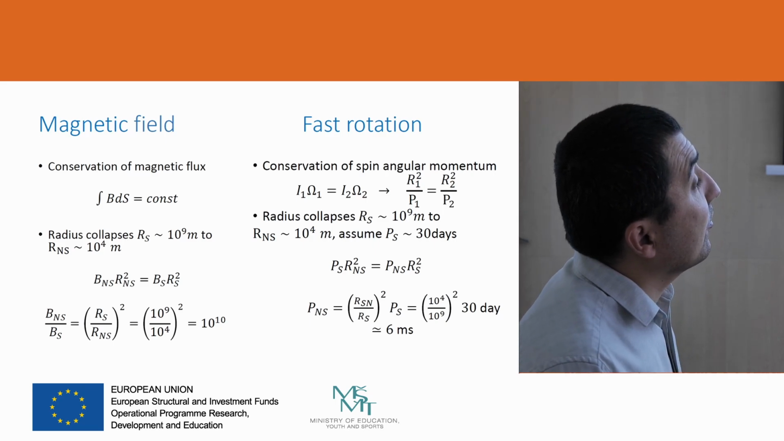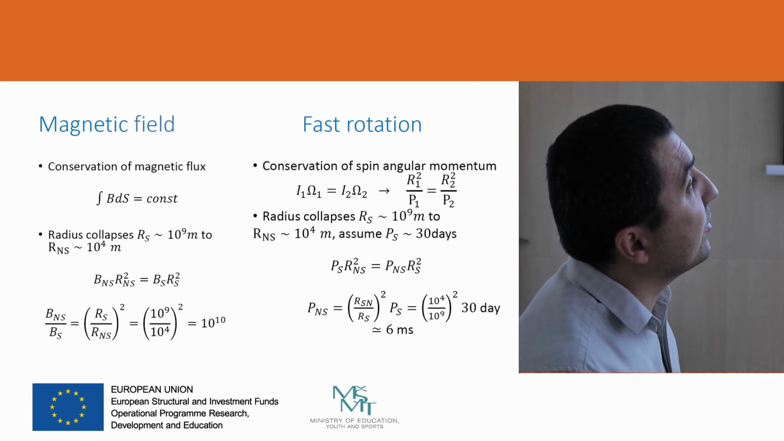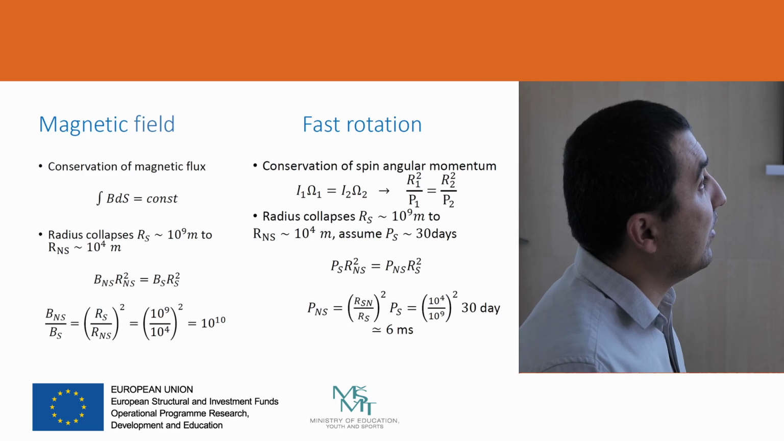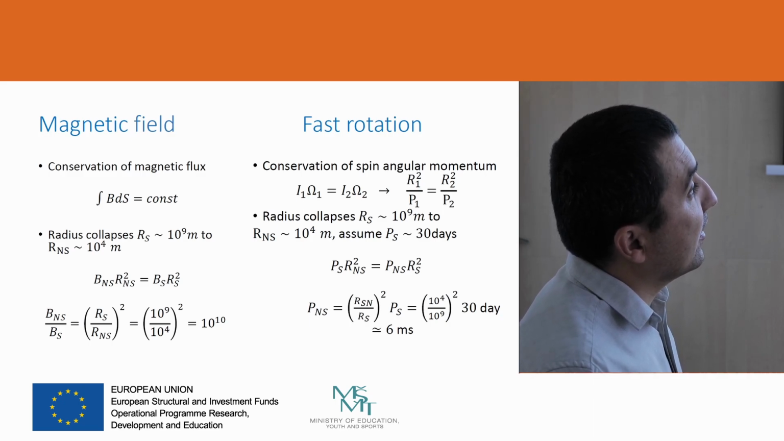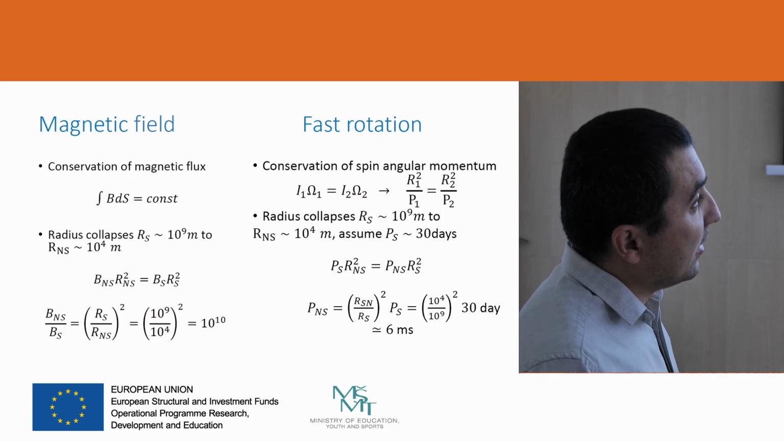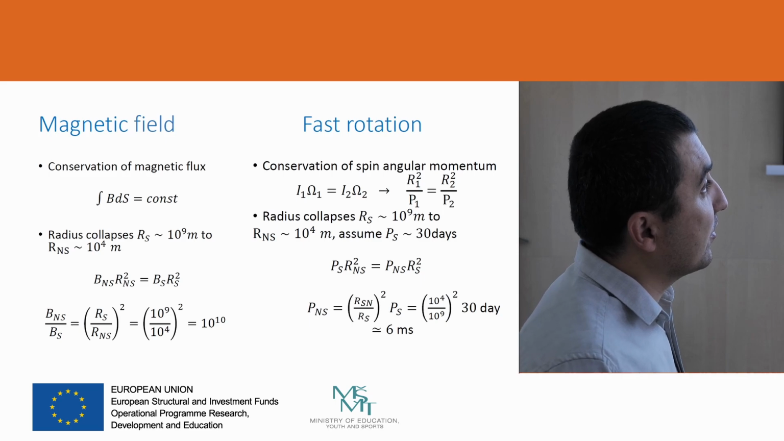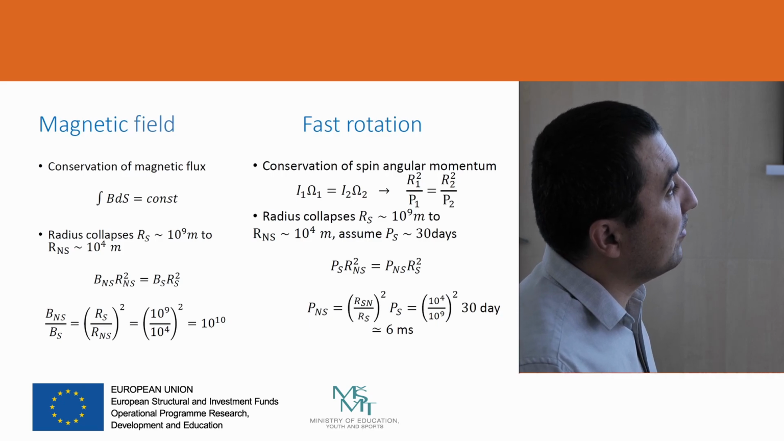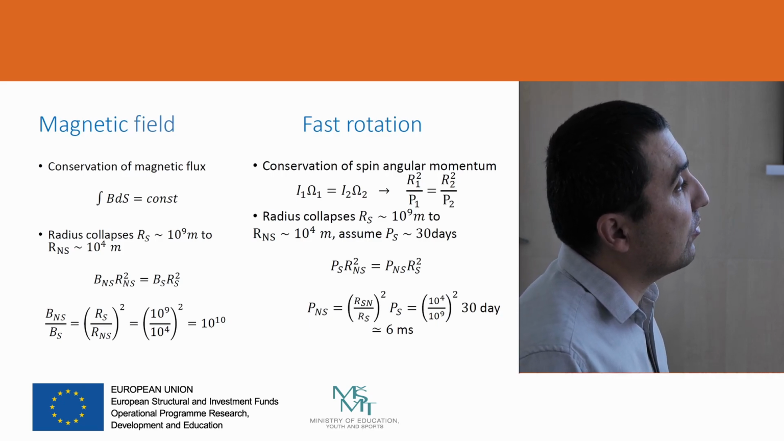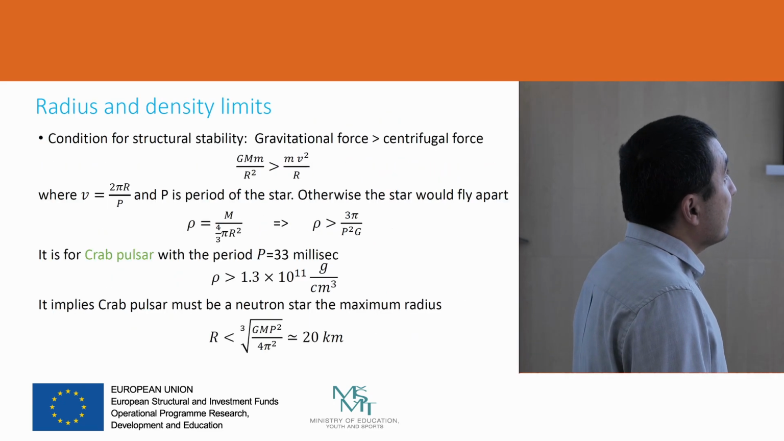And the fast rotation can be explained using the conservation of spin angular momentum. We can see that if we assume the star's rotation period is 1 month, then the neutron star formed from the collapse of the star can have a period of about 6 milliseconds.